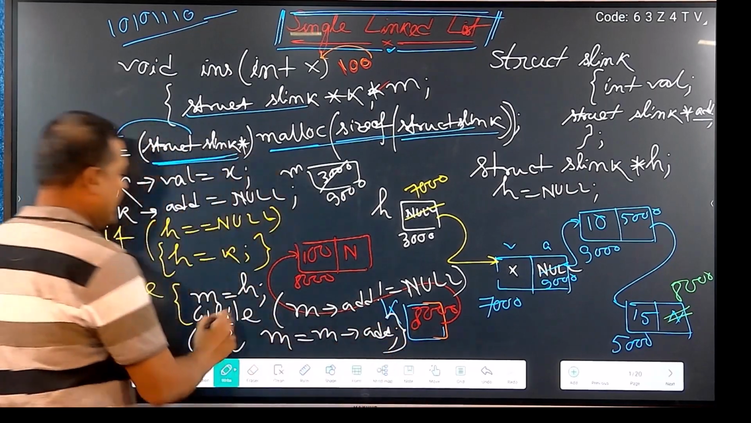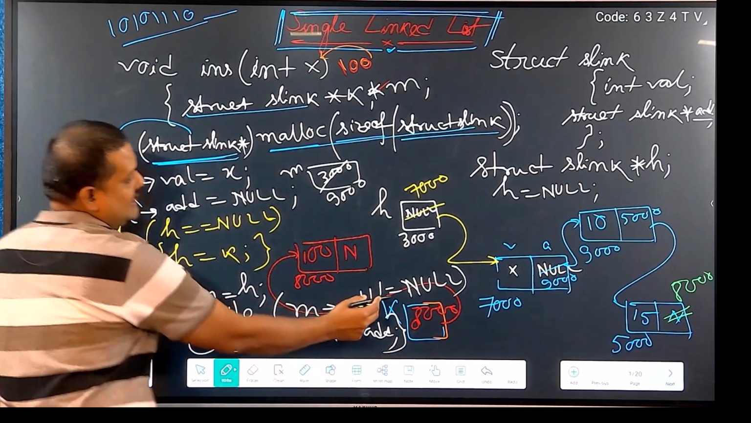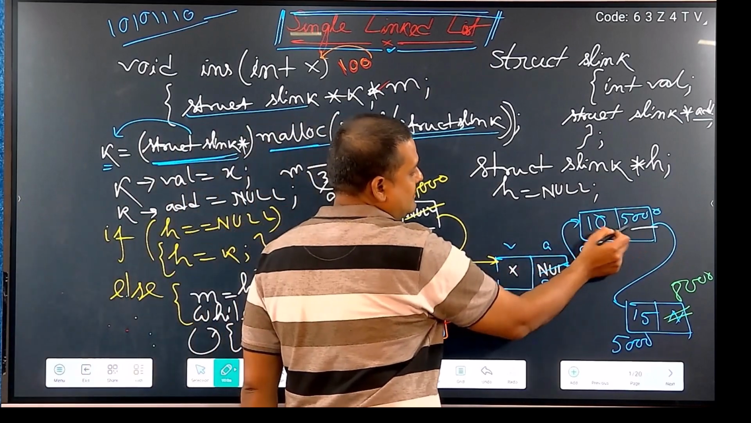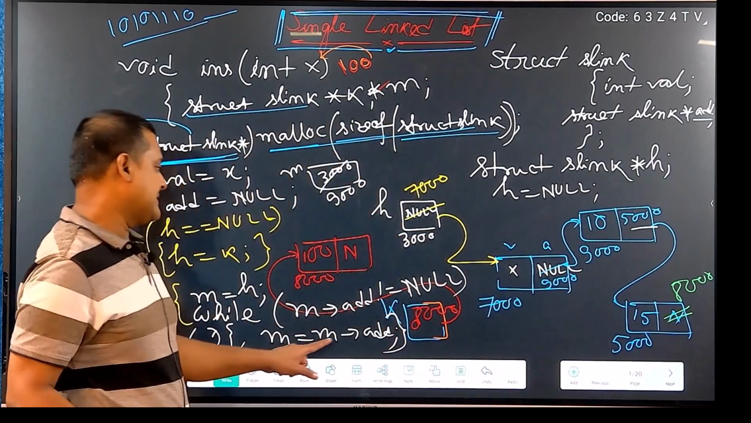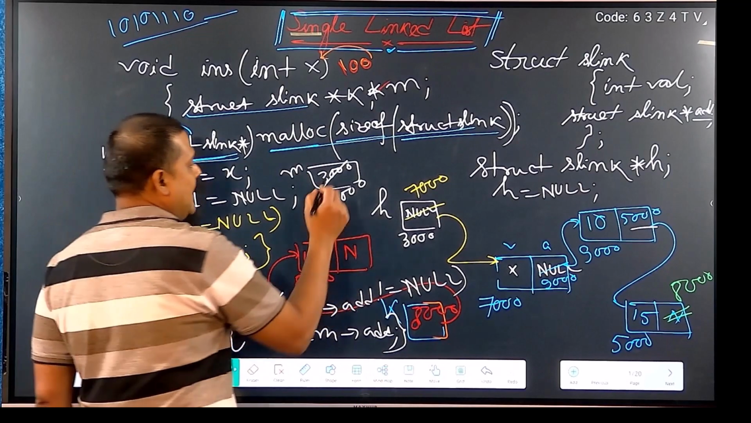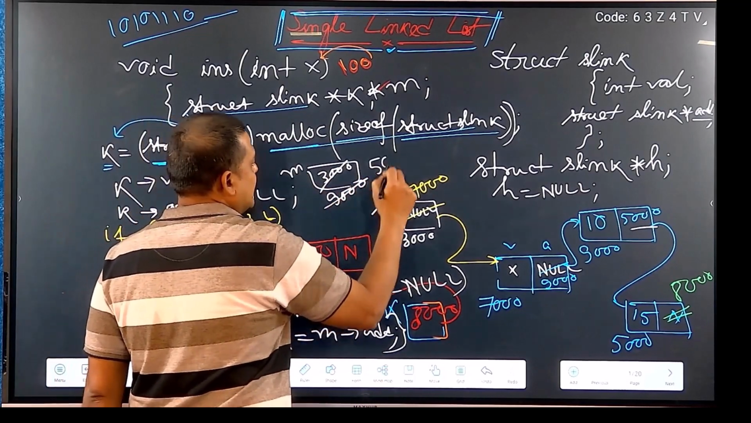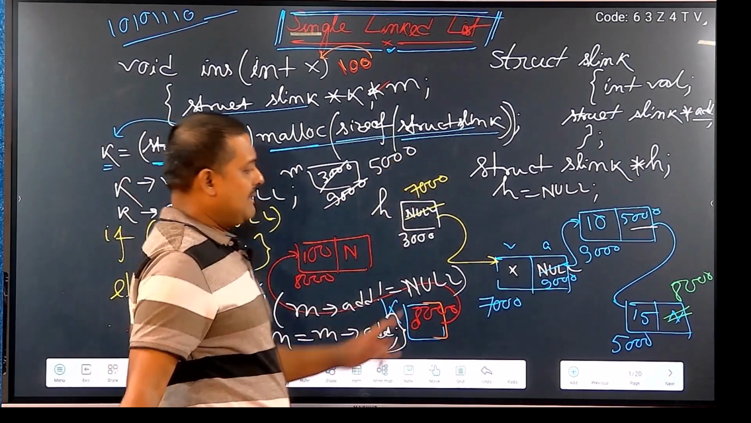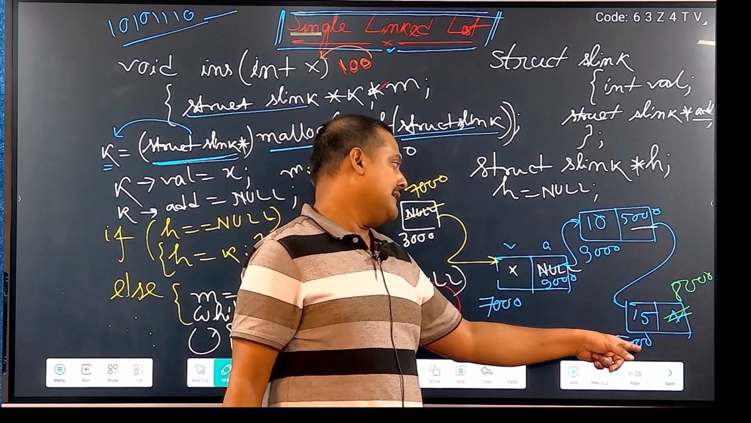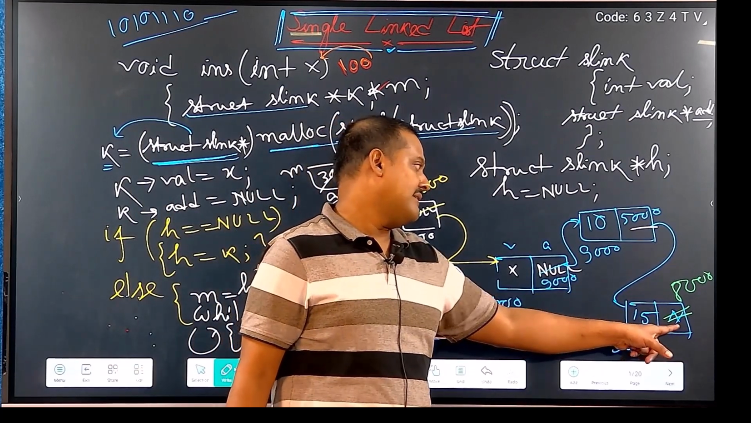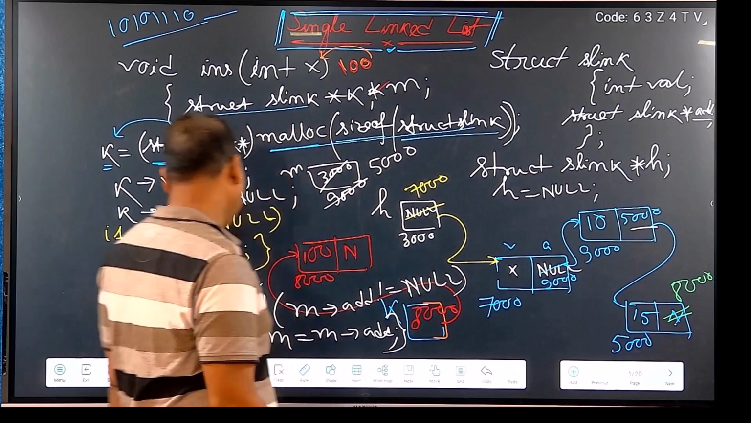And again, m arrow address, that is 5000. Is it null? No, it is not null. So, m is assigned m arrow address. M arrow address is 5000, so this value will be 5000 now. Now, we will check m arrow address. Is it null? Yes, 5000 arrow address is null. Then what will we do? We will come out of the loop.